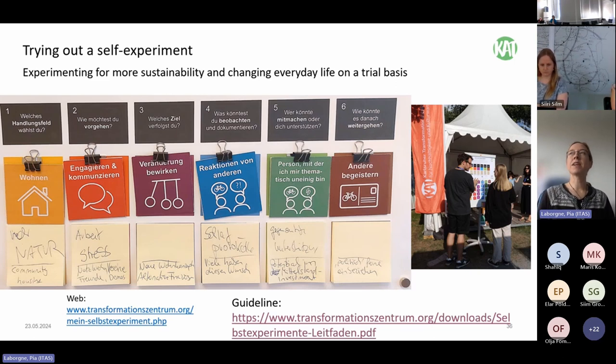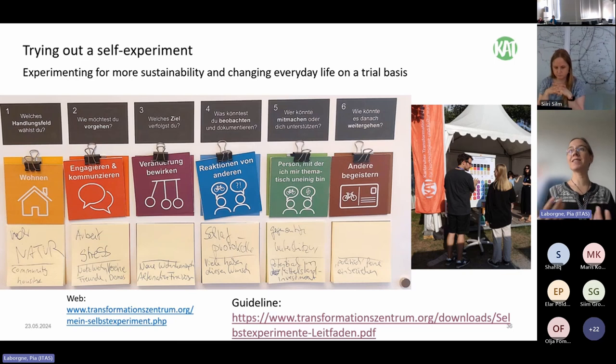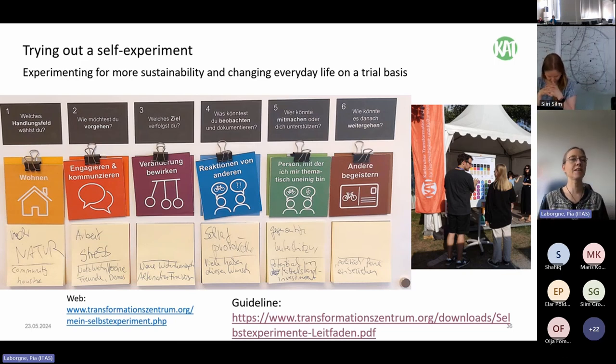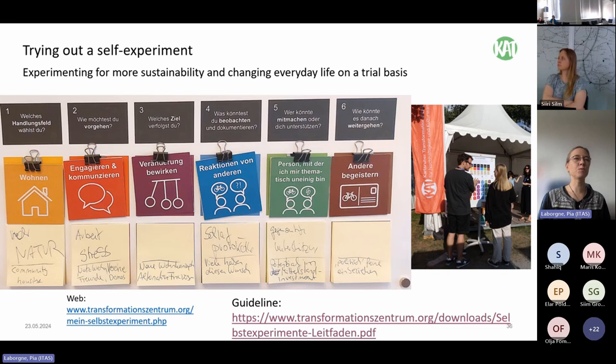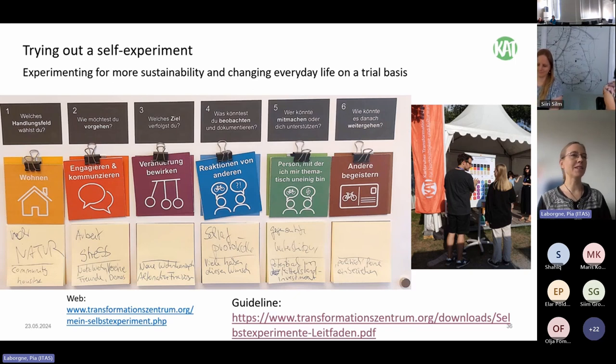And then the next step would be, okay, in a classical experiment, you document. You document your progress, you document how this experiment works, also in-between results. This can be done in different ways. For example, in this case, reactions of others. You can document how others react. If you go by bike to work every day, perhaps you get very positive reactions. Perhaps people say, ah, you are crazy, how can you do 12 kilometers every day? And I don't know, you arrive and you are sweaty. Or they say, okay, nice, I join you, I also go by bike.